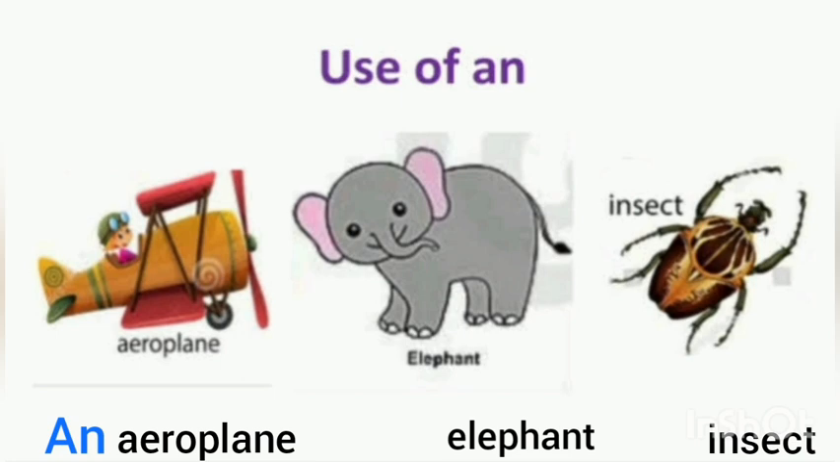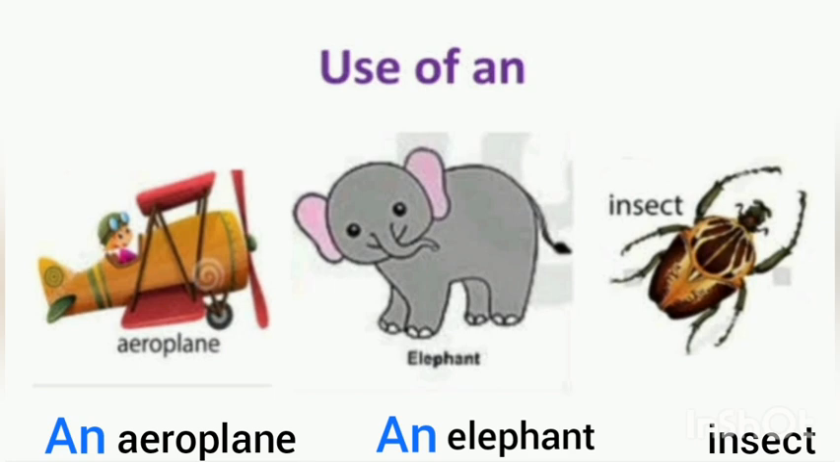Look at the second picture. What is this? This is an elephant. The spelling of elephant is E-L-E-P-H-A-N-T, elephant. The first letter of word elephant is E. E is vowel. So we will use AN here.